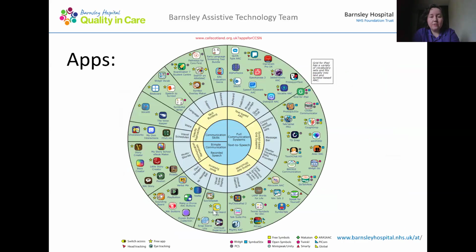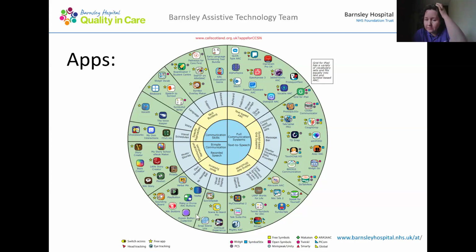So just to go through the apps now. Call Scotland, which is a charity, have a wheel which goes through all the different types of apps out there. On the right-hand side, we've got symbol-based grid systems, which are a lot of what we use in our team. And then the hybrid and structured ones are at the bottom right.